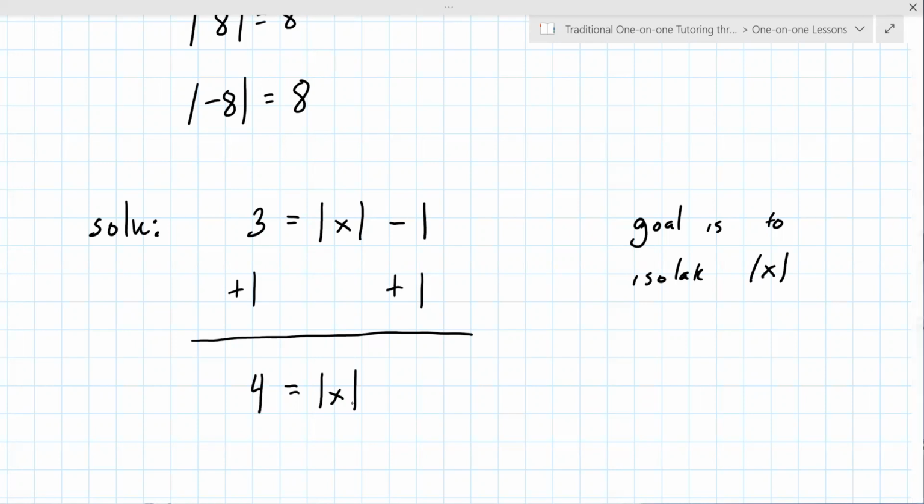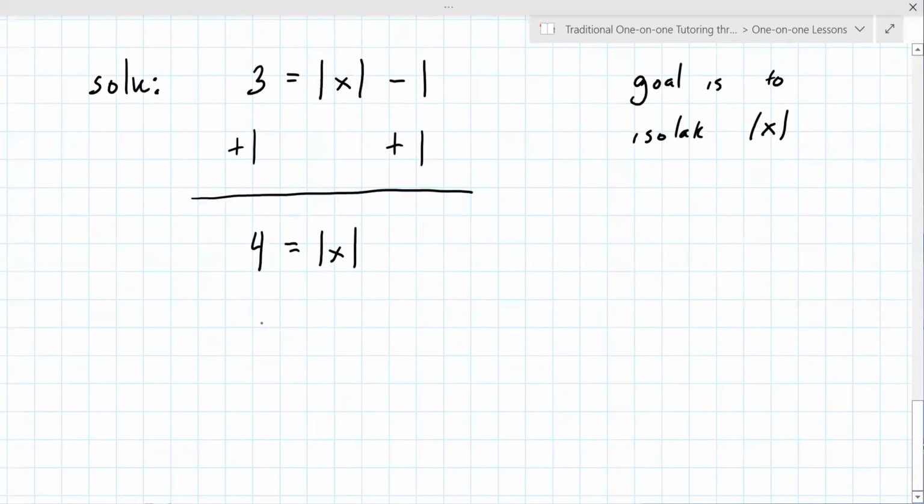Is that clear? And then you do the absolute value thing. So what should x be? There's two values here. 4 and then -4. That's it. There's no other solution to that. Okay, let me get this down.